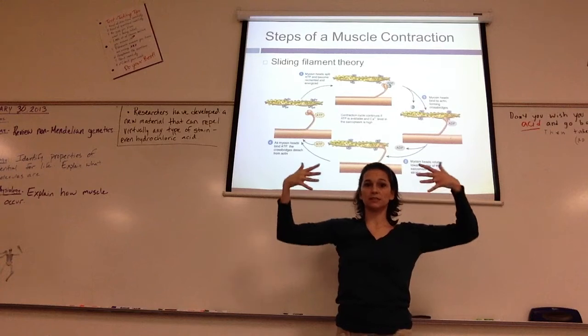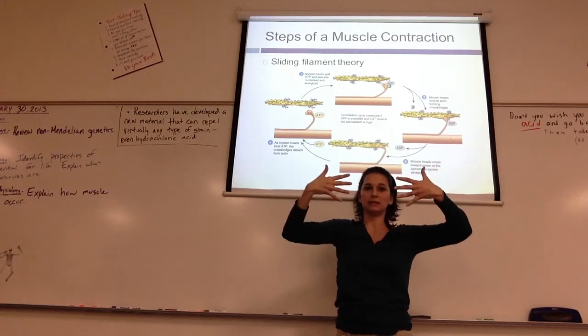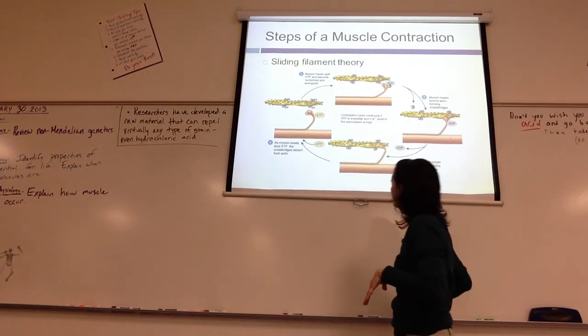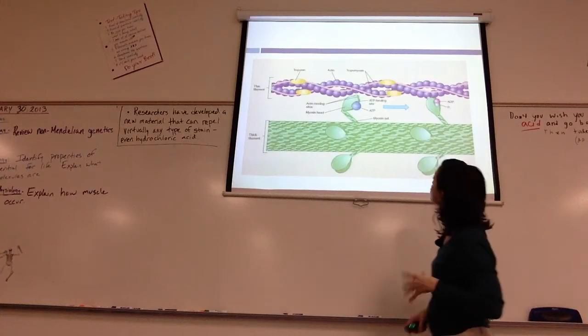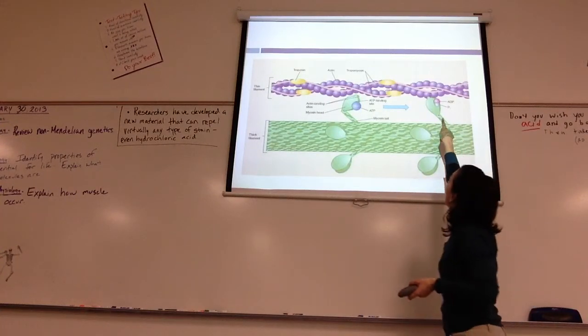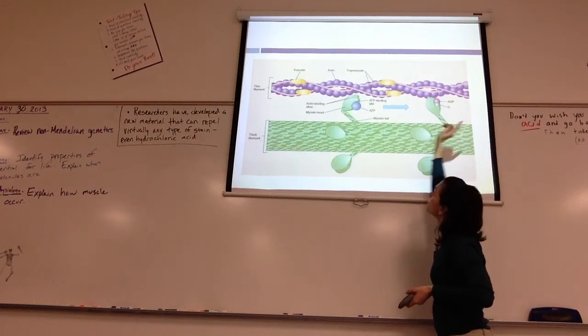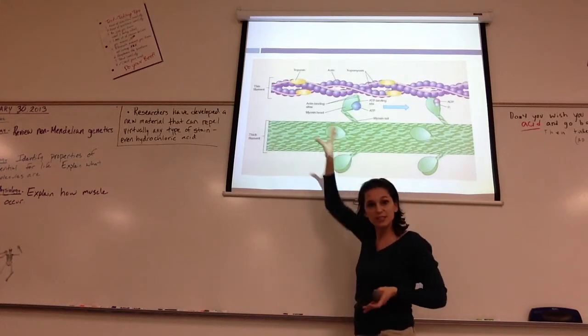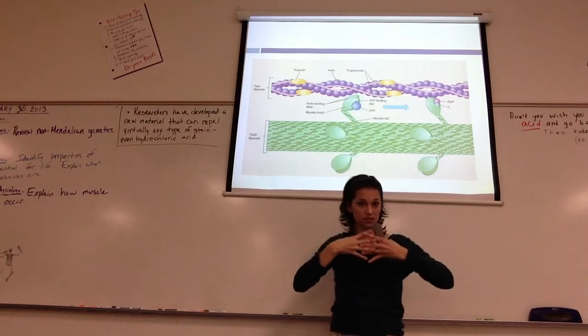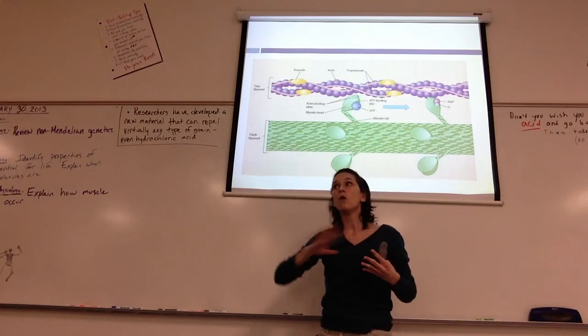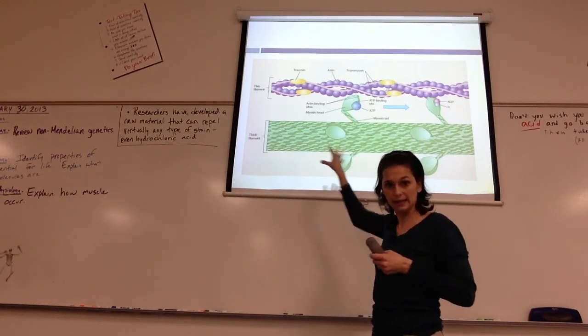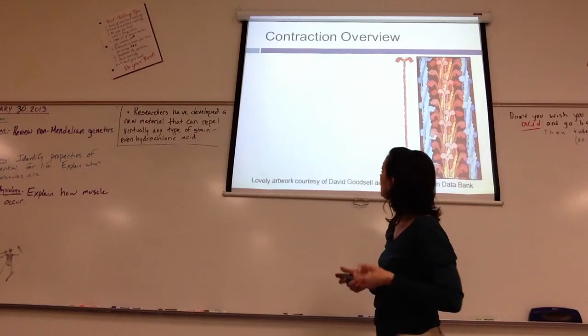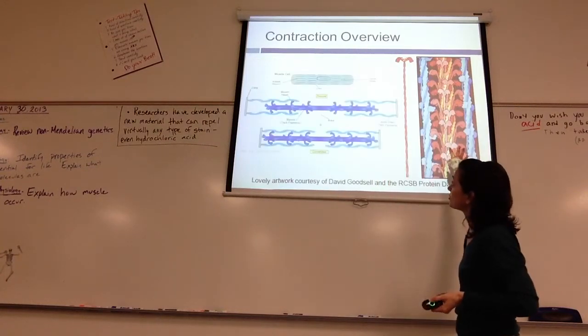And so the ultimate result is the actin gets pulled in, and the entire thing starts to get shorter and shorter. You can see, one head is busy pulling while the other is repositioning itself to do it again. This is going to happen until that muscle cell is fully contracted or until the calcium is gone and it can't attach anymore. So, once again, our contraction overview.